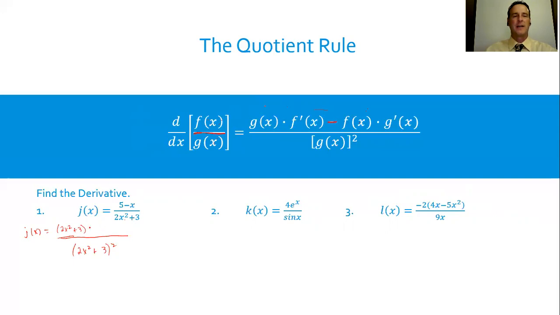times the derivative of the high. Now let's be careful here. Derivative of 5 is 0, and the derivative of the subtract x component, that term, is just a negative x. Okay, sorry, is negative 1.